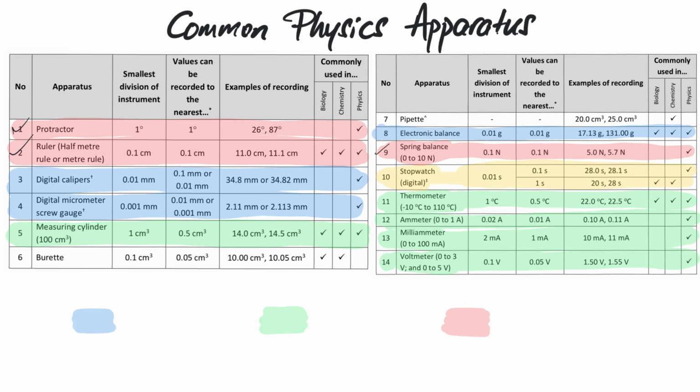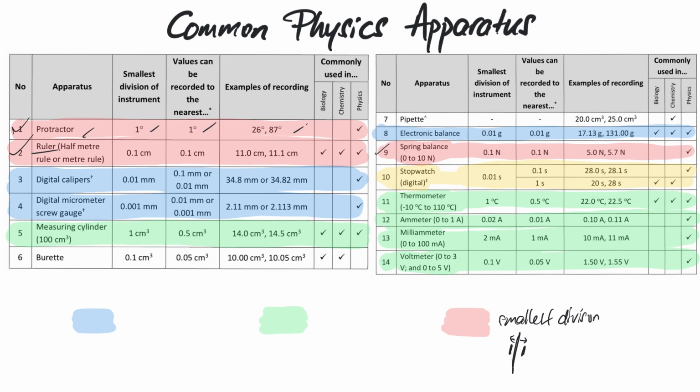In general, you can take the measurement to the smallest division. Okay, so that means to say if the line or the thing is in between, you have to decide whether to round up or round down to the nearest division. For example, for the protractor, the smallest division is 1 degree, and the precision or resolution of the values that you can record will be to the nearest degree. So example is like that.